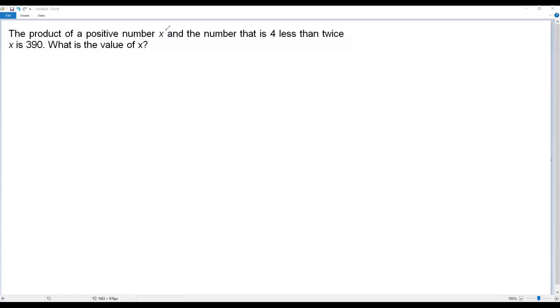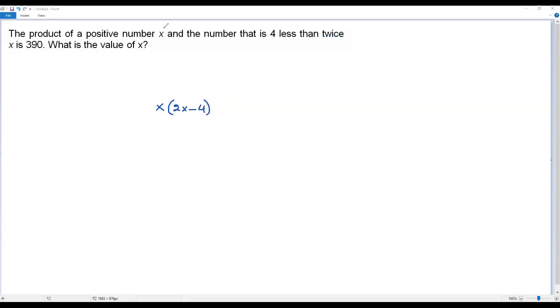When I multiply the positive number x and the number given by the expression 4 less than twice x, I get 390. First, let me write the number x, and now I have to write the expression for the statement 4 less than twice x. Whenever we find 4 less than, some students will immediately write negative 4. Actually, it is not correct. 4 less than twice x means this 4 has to be subtracted from 2 times x, that is twice x. Then we are getting the expression 2x negative 4. So this is the expression for the statement 4 less than twice x.